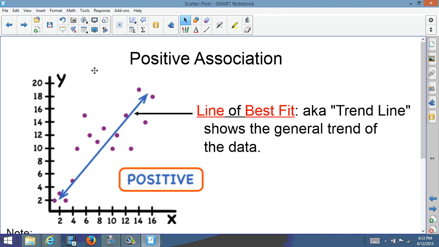So the first association is positive. This is what it looks like. Notice the dots are all going to the right and increasing as the x goes to the right and the y goes up. So they're going up, and the line that is cutting those dots is called the line of best fit. It's also called the trend line, and it shows the general trend of the data, how the data is basically going.